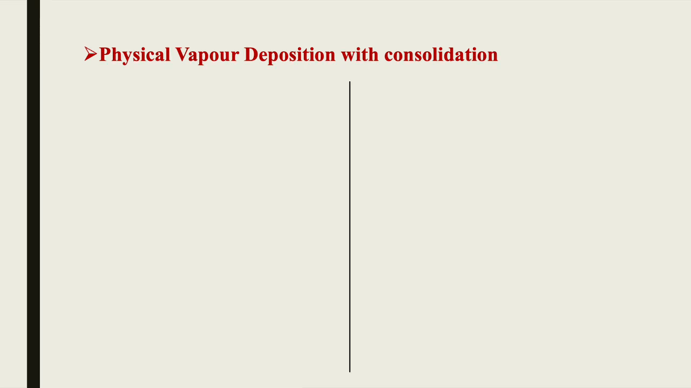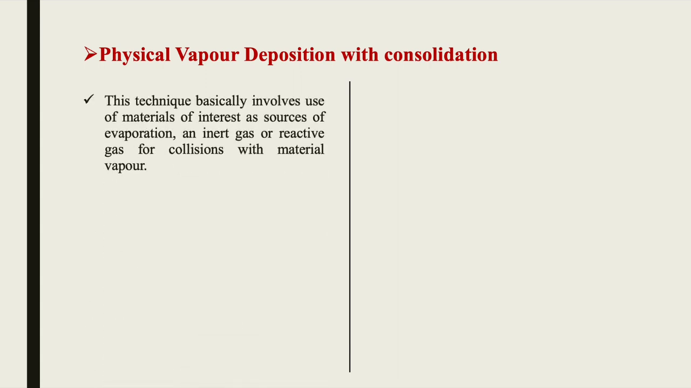As the word suggests, physical vapor means whatever material is coming into the vapor form is getting deposited with consolidation. Now we will see how the technique works. This technique basically involves the use of the material of interest as the source of evaporation. For evaporation, we have to use inert gas or reactive gases for collision with the material vapor.